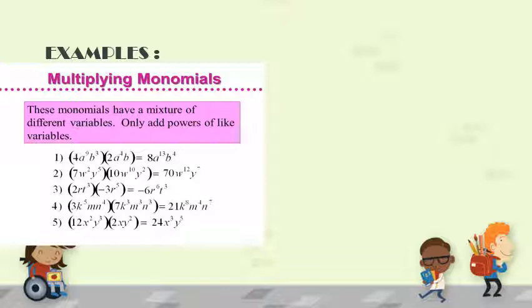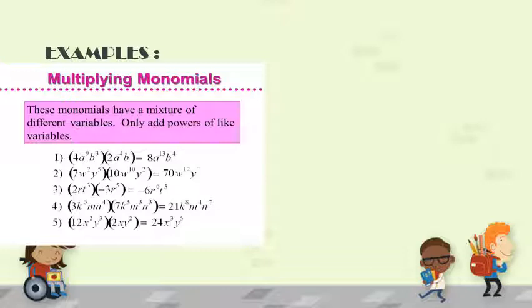Now we move on to the fourth question. That is 3k^5 m n^4 into 7k^3 m^3 n^3. The product of the coefficients 3 and 7 gives us 21. K, when you add the powers 5 and 3, it is k raised to 8. M raised to the power 1 plus 3 gives us m raised to 4. The product of n^4 and n^3, that is n raised to 4 plus 3, gives us n raised to 7.